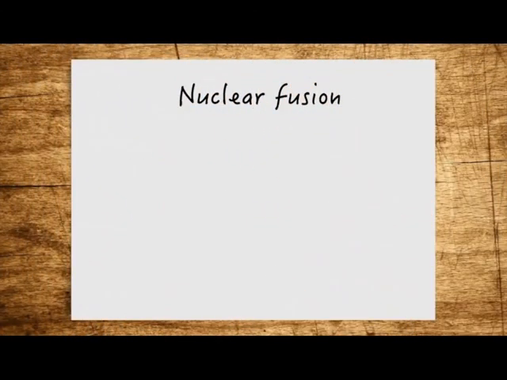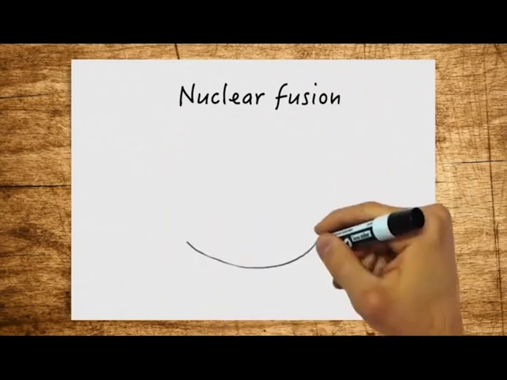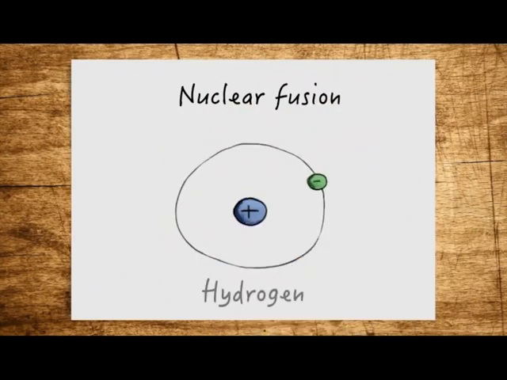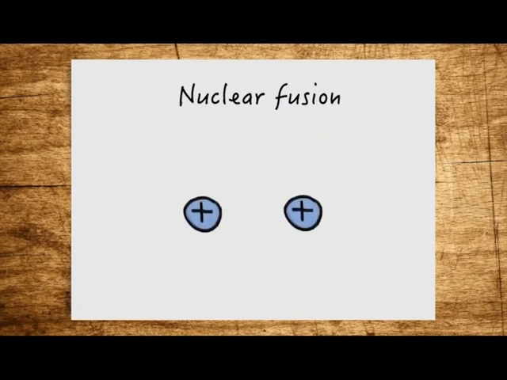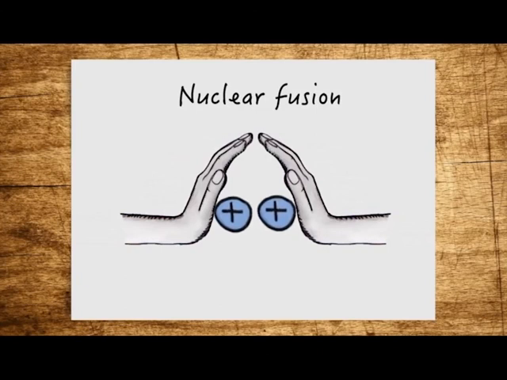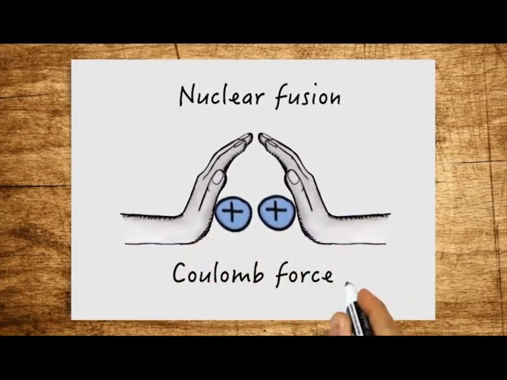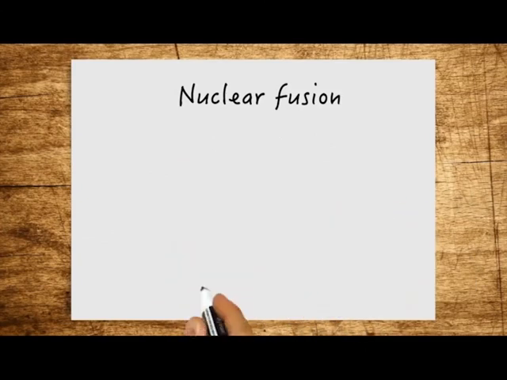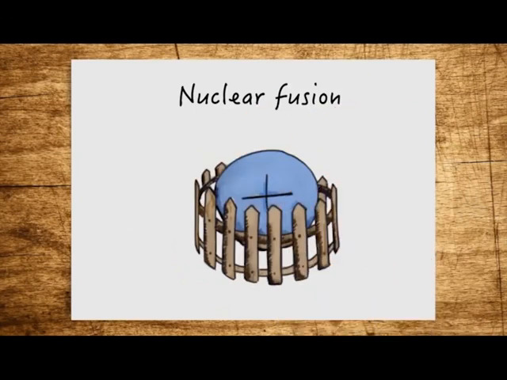Nuclear fusion. Nuclear fusion works only with smaller atoms like hydrogen. The atomic nucleus of hydrogen consists of only one proton. If you try to bring two protons together, they will repel each other due to like charges. This is referred to as Coulomb's force. This force acts as if each of the protons had a fence around them trying to keep off other protons.